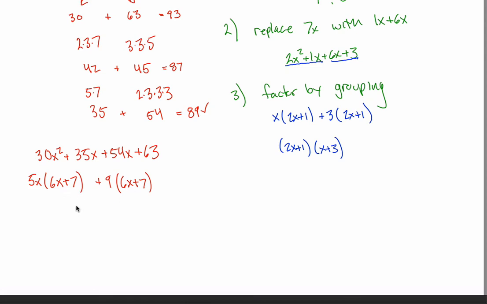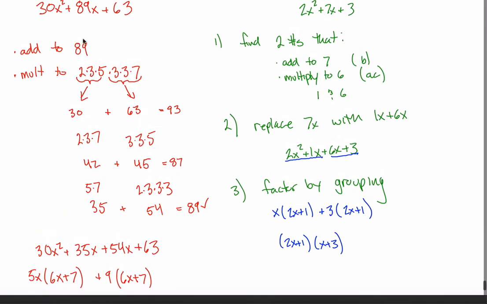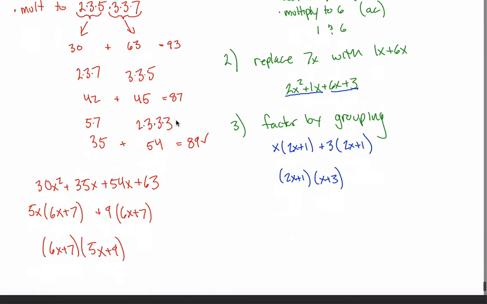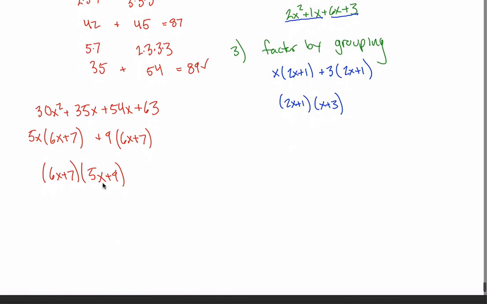And now what I have are two terms, and each of those terms has a 6x plus 7 in it. So I can factor out that 6x plus 7, and I'm left with 5x plus 9 as the other term. What I'm saying is this mess of a polynomial up here factors to just 6x plus 7 times 5x plus 9. I won't test you on this.